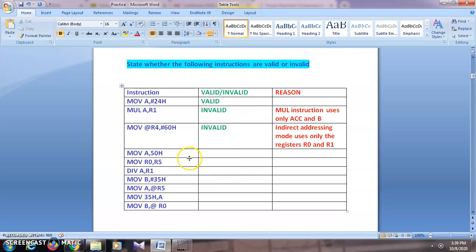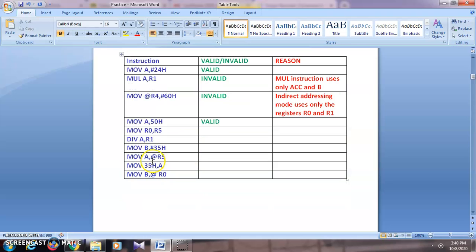Next one, MOV A, 50H. Copy the content from memory location 50H into accumulator A. So the way the instruction is given is correct. Therefore this is a valid instruction. We can move the data from the memory location 50H to the accumulator.